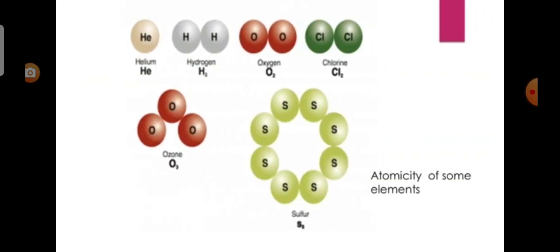Here helium is monoatomic. Hydrogen is diatomic, oxygen diatomic, chlorine diatomic, ozone is triatomic, sulfur is polyatomic.